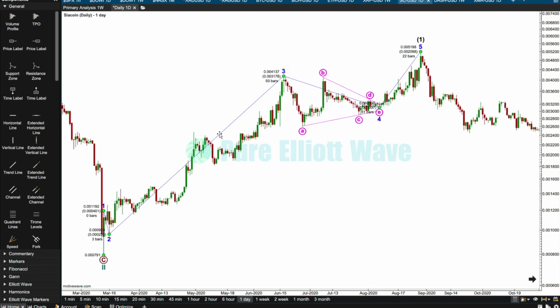Let's see if this third wave subdivides as an impulse well. Another thing that they do is they have this curve, particularly for third waves. They start out slowly, accelerate through the middle, and explode at the end.